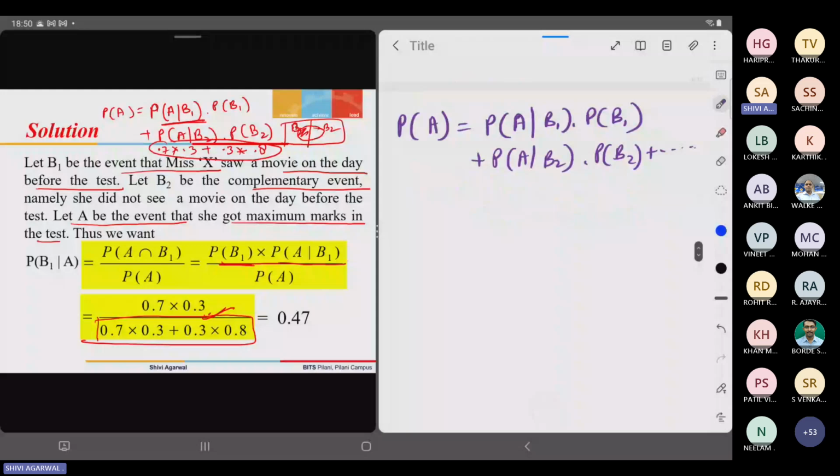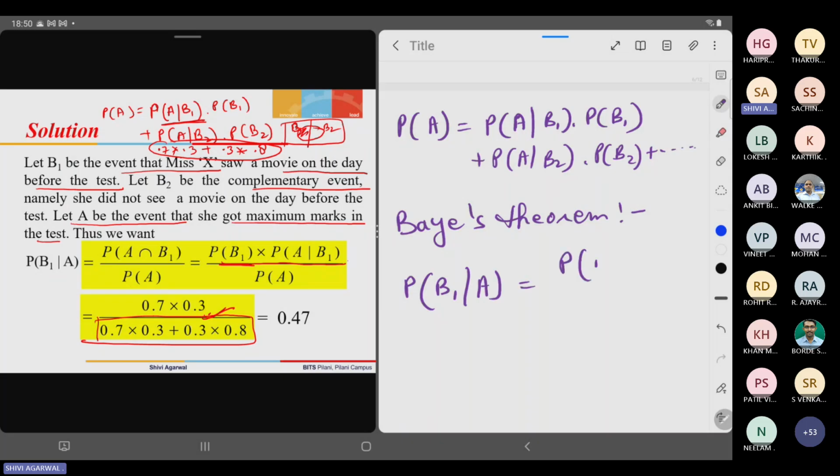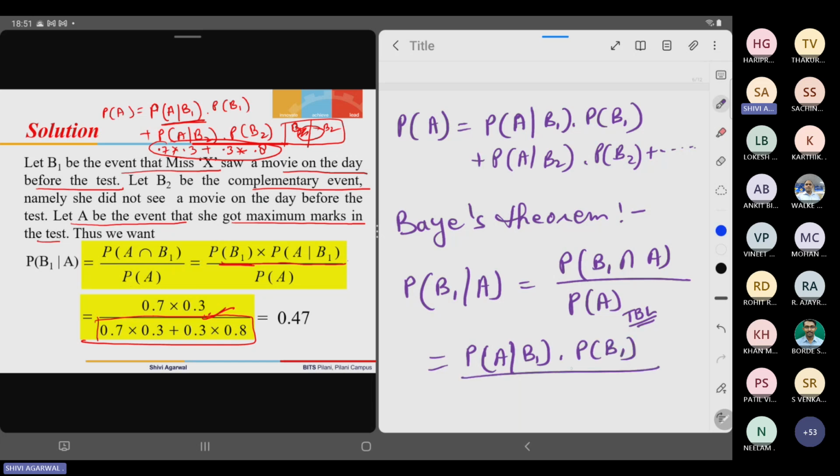After that we are defining the Bayes theorem. What is the Bayes theorem? We have to find the probability of B1 given A. So we are using the same formula, probability of B1 intersection A upon probability of A. Probability of A we can find by the total probability law. The numerator is probability of A given B1 multiplied by probability of B1, which is given information. These are the three things we have done till now.